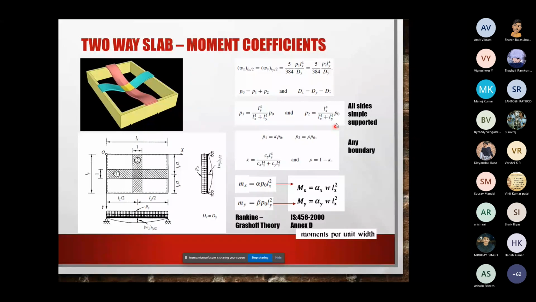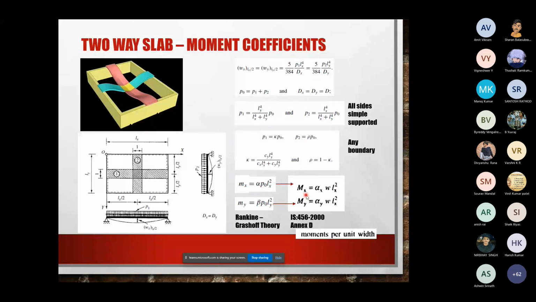If it's not simply supported, if we have random boundary conditions, the same thing, except you'll have a coefficient along with it, Cy, Cx, etc. Otherwise, no real big difference. And based on this, you can find out the bending moments, and you will write your bending moments as moment along x equals some coefficient times P0 times Lx square. My equals some other coefficient applicable to the y direction times the total load times Ly square. Okay, so it is basically this Rankine-Grashof theory which finds its place in IS 456 for finding the moments in two-way slabs of different boundary conditions.